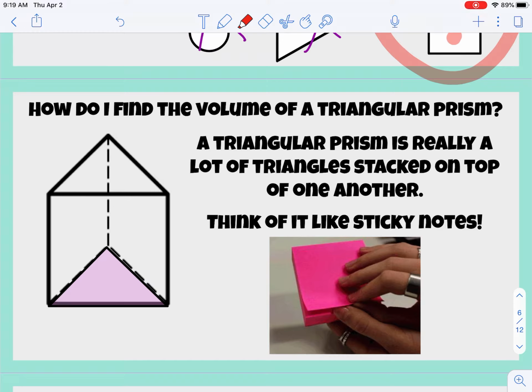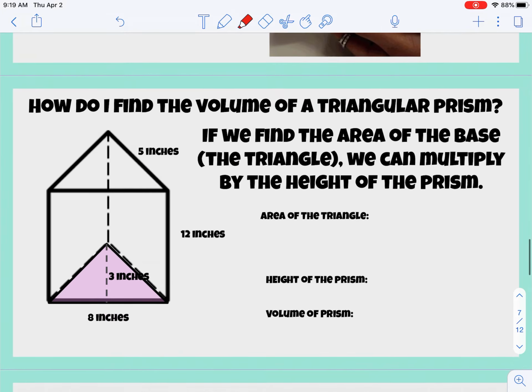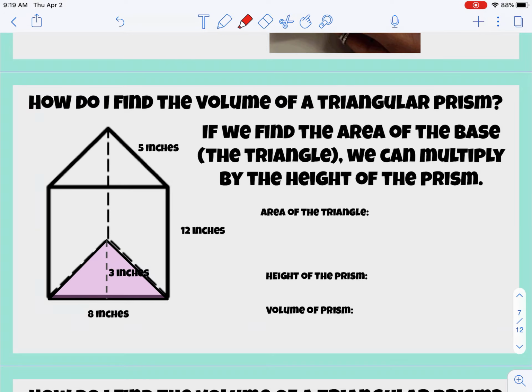So if you look, Mrs. Brown has outlined or shaded in the triangle that is purple. That represents the bottom base or triangle. This shape is really a bunch of those triangles stacked on top of each other all the way up to form basically a giant stack of triangles. So let's look at how we can use that information to find the volume. So the big thing here, if we find the area of the base, so the triangle, we can multiply by the height of the prism. So let's walk through what that looks like first.